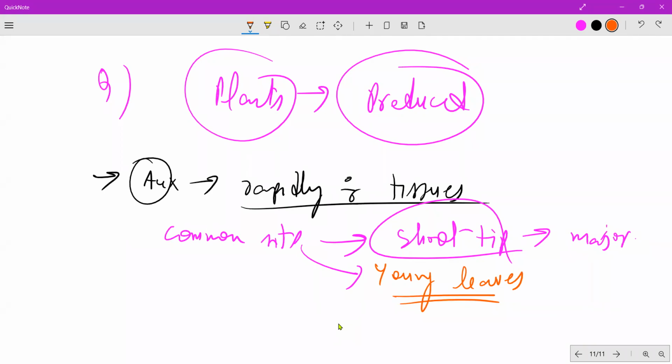And you know, because young leaves produce a lot of auxin, that is why they don't fall. And if they stop producing auxin, the older leaves don't produce auxin and that is why they fall. So what does auxin do? Does auxin promote leaf fall or does auxin inhibit leaf fall? Tell me. And what is leaf fall called? Abscission.